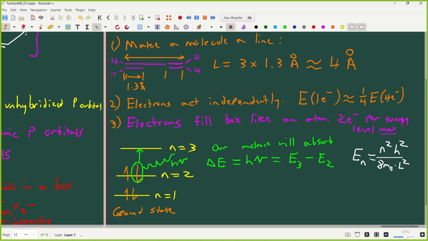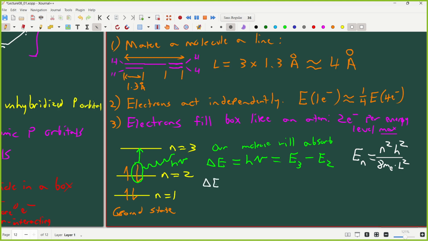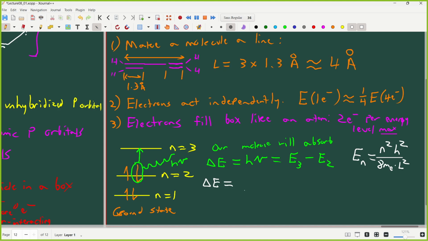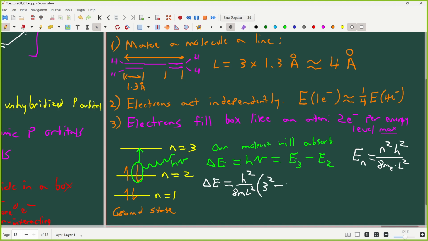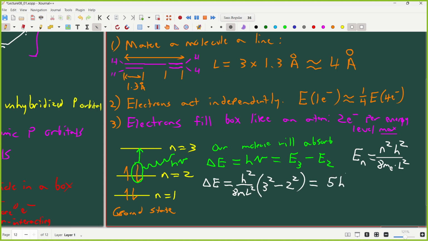So all we have to do now is calculate that. I'm going to factor out all the constants. That's h squared over 8mL squared. And then we have n squared left, so that's going to be 3 squared minus 2 squared. And that's easy. That's just 5. So the energy difference between these two levels, the first excitation of our molecule, is 5h squared over 8mL squared.